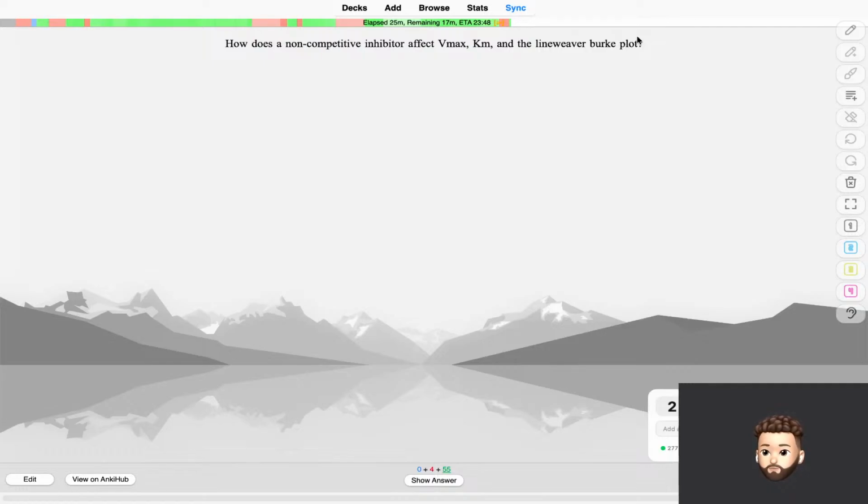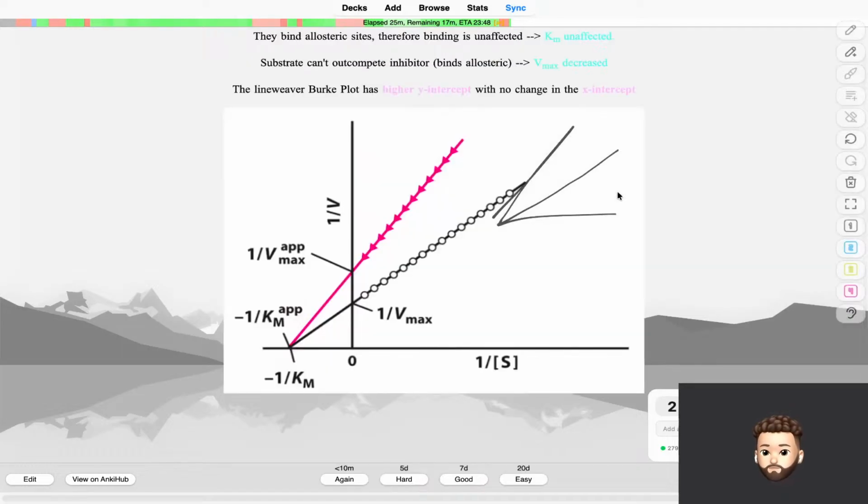Noncompetitive inhibition binds equally to the free enzyme and to the enzyme substrate complex. So it's going to decrease the Vmax, and the Km is going to stay the same. I think it binds to the allosteric site. More like this line should be something like this.